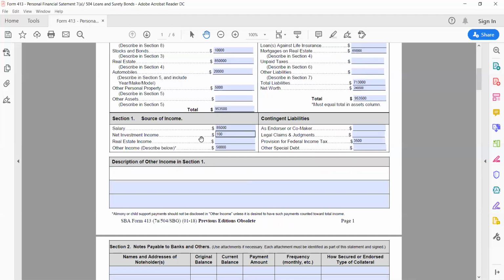Description of other income in section 1. So here I want to explain what this is. This is going to be officer's salary, so $50,000. This is officer's salary. Okay. This could include alimony, child support, other disbursements. So if that's the case, you would add it all up and then describe what it is below.